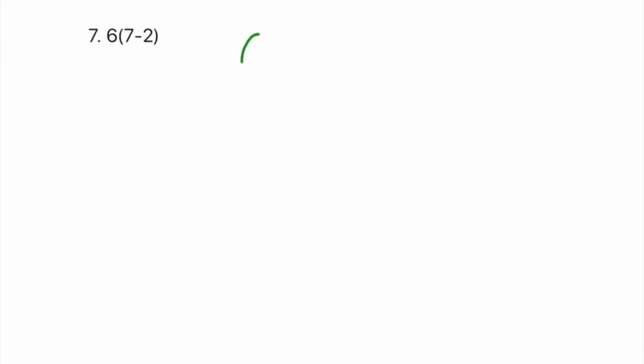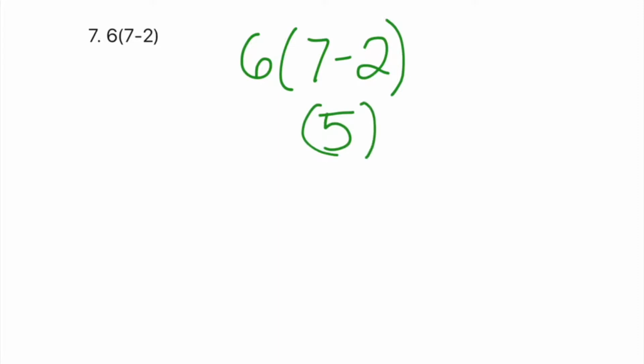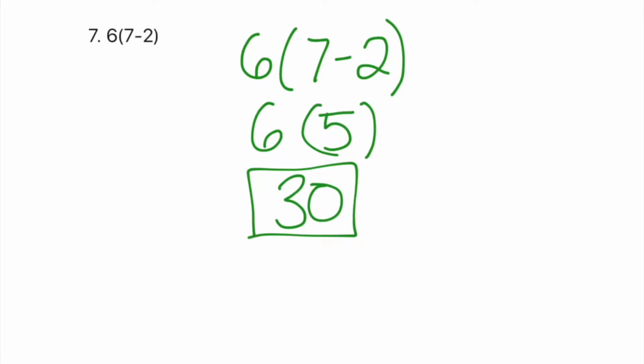Number 7, we have 6 times 7 minus 2. So order of operations, we're going to simplify in our parentheses first. So that's 5 times 6, which is 30.